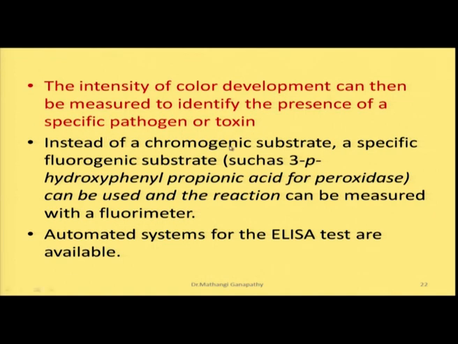Instead of a chromogenic substrate, you can also use a fluorogenic substrate, for example 3-para-hydroxyphenyl propionic acid, again a substrate for peroxidase, and in such a case we measure the reaction using a fluorimeter because it is a fluorescent substrate. Nowadays automated systems for ELISA are available. So this is a simple immunological reaction where the antigen-antibody-enzyme complex will give a color reaction or a fluorescence emitting reaction to indicate the presence of either the bacterium or the bacterial toxins.